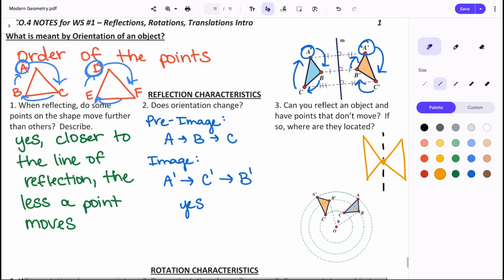That point that's on the line of reflection, is that point going to move? No, it's not going to move at all. It's going to stay right there on that line of reflection because it's sitting on the line of reflection. So a point doesn't have to move. So to answer this question, can you reflect an object and have points that don't move? Yes, but they have to be on the line of reflection in order for that to happen.